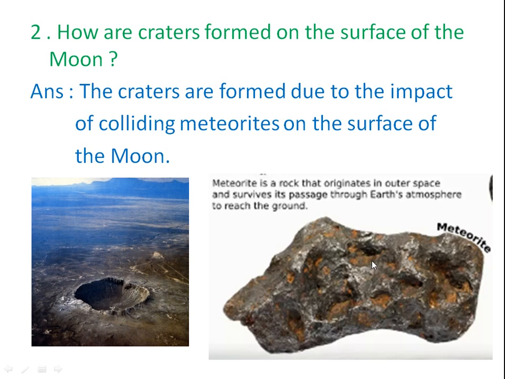See here, this is the meteorite. What is the meaning of meteorites? A meteorite is a rock that originates in outer space and survives its passage through Earth's atmosphere to reach the ground. See the answer once again here. The craters are formed due to the impact of colliding meteorites on the surface of the moon. This is the cause for craters formed on the surface of the moon.